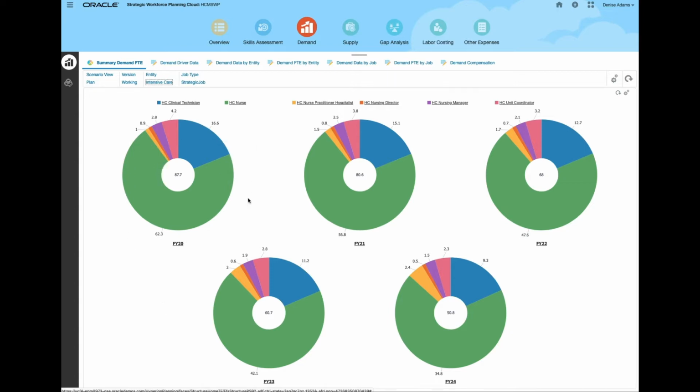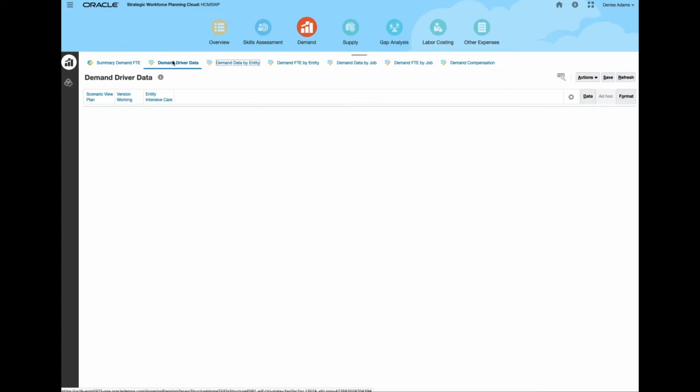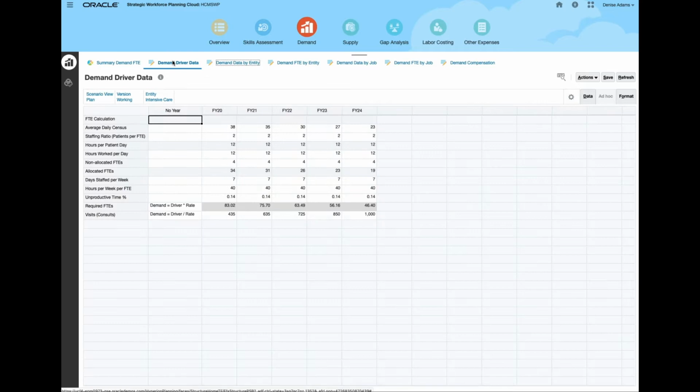So where's this data coming from? How are we predicting that in 2024 we're going to need this many nurses, that we're going to need this many clinical technicians? Well, it all drives from what we call demand drivers. So I've got some example demand drivers that we typically see within healthcare, and we can talk through what some of these may mean. So within our intensive care unit, clearly one of the largest demand drivers is the number of visits by the public to that unit.